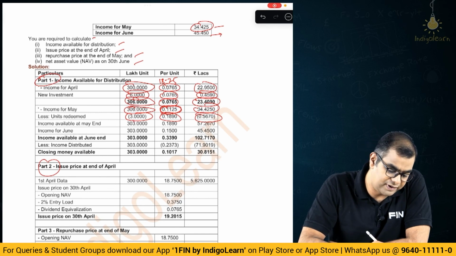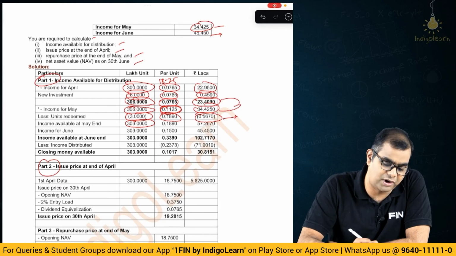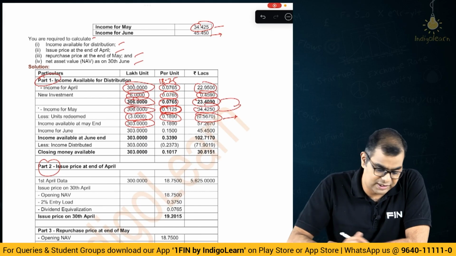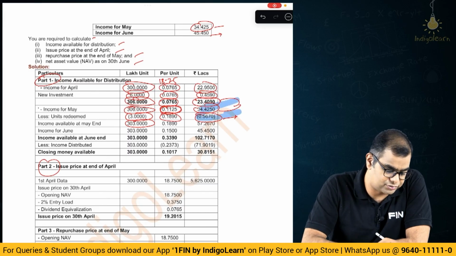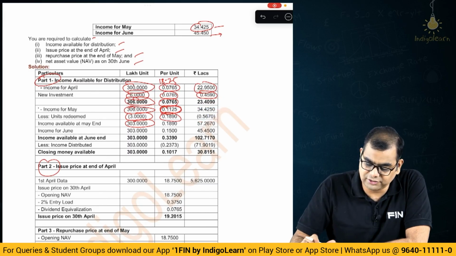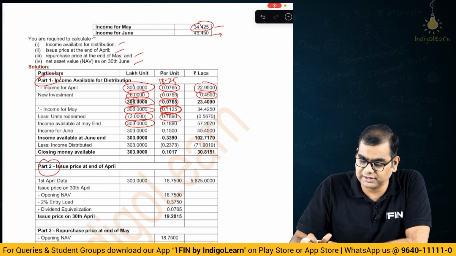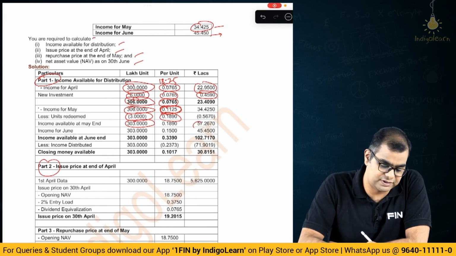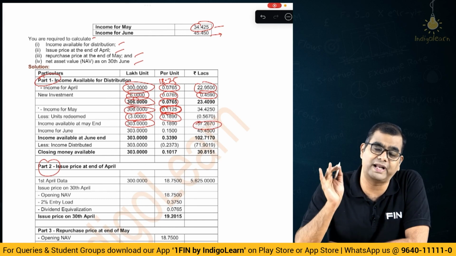So, your income available at May end is basically your 23 plus 34 minus 0.56. I will clean it up and add these numbers and show it to you. 23.4090 plus 34.4250 minus 0.5670 equals 57.267. See, 57.267. That is the closing income available for the entire organization.